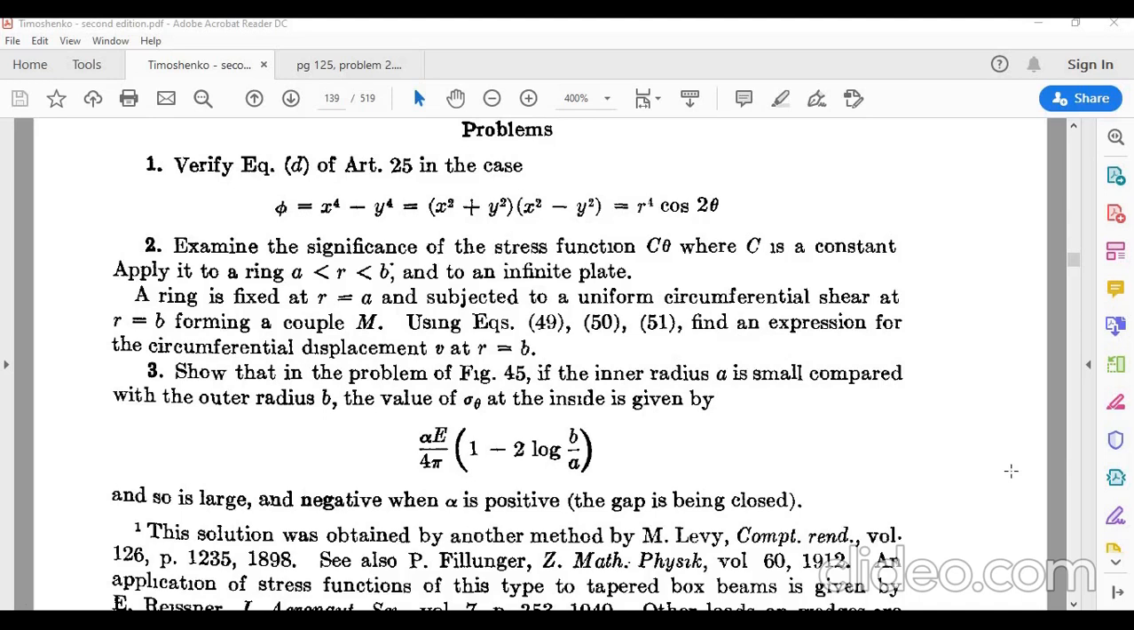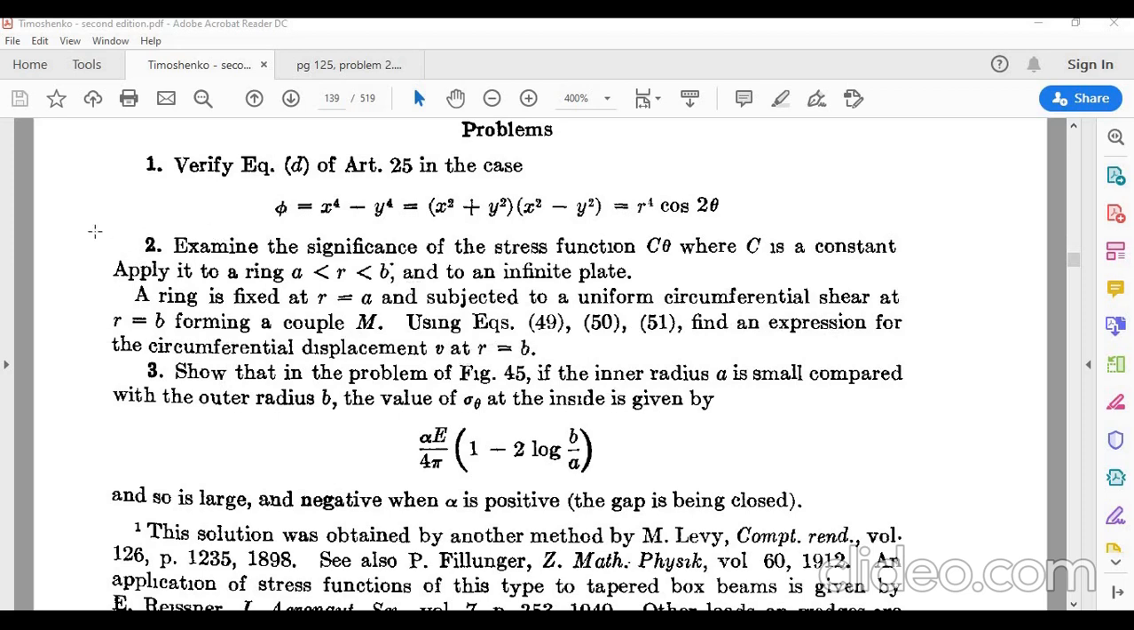So today we'll be continuing from solving problems at the back of the chapter. Today we will solve problem number 2. It is given as: examine the significance of the stress function c theta, where c is a constant. Apply it to a ring a less than r less than b and to an infinite plane. A ring is fixed at r equal to a and subjected to a uniform circumferential shear at r equal to b, forming a couple M. Use equations 49, 50, 51. Using those equations, find an expression for the circumferential displacement at r equal to b.